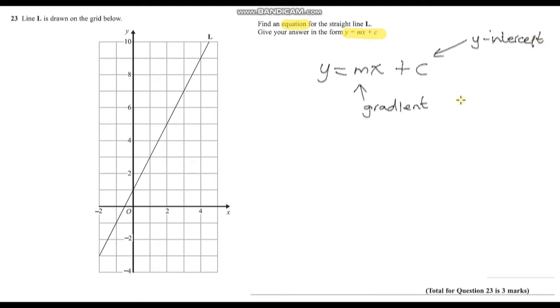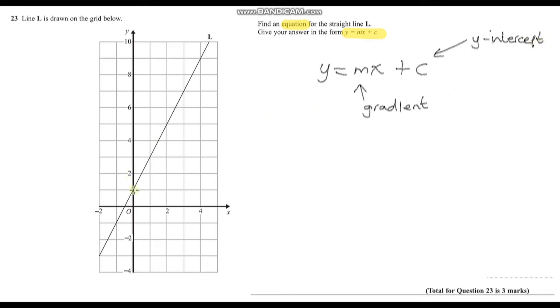Question 23. Line L is drawn on the grid below. Find an equation for the straight line L. Give your answer in the form y equals mx plus c. So whenever we're writing an equation of a line in this form, we just need to know what these letters correspond to. So I'm just going to copy it out here. So y equals mx plus c. So the m, well, that is the gradient of our line, or the slope of our line. And the c, well, that stands for the y-intercept. So where does our line cross the y-axis?